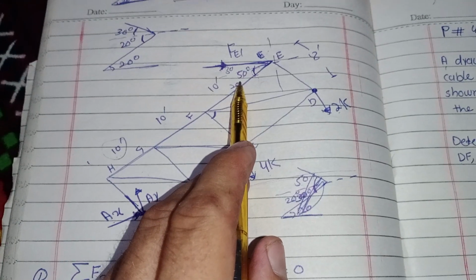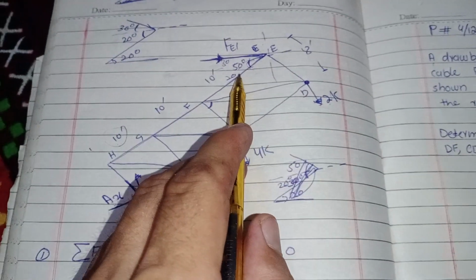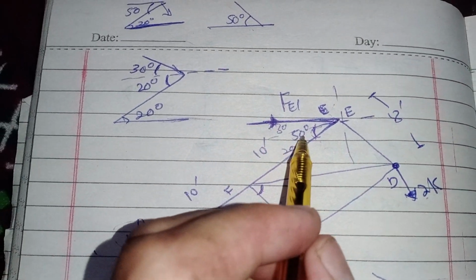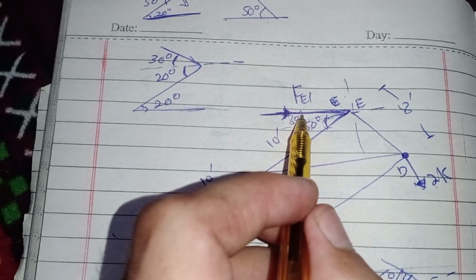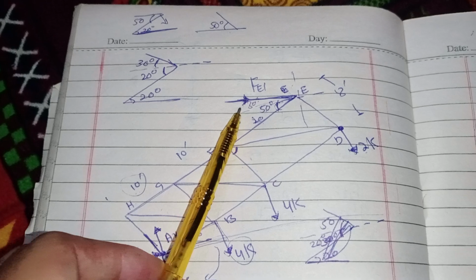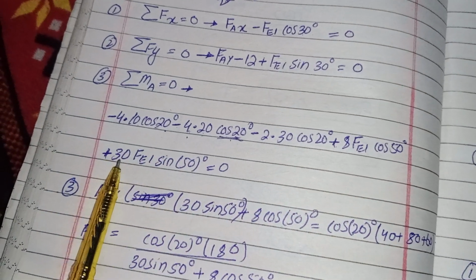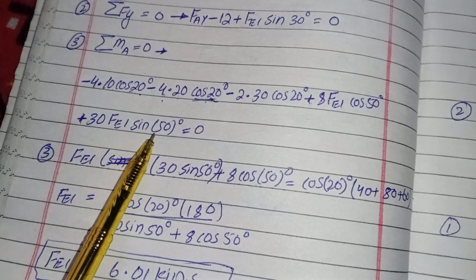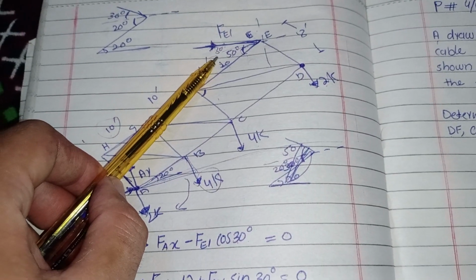It makes an angle with the x-axis of 50 degrees. The whole angle with the x-axis is 50 degrees: 20 degrees here with the x-axis and 30 degrees up from it. So the whole angle makes 50 degrees. And also, 30 into FEI sine 50 degrees, I take its horizontal and vertical components.